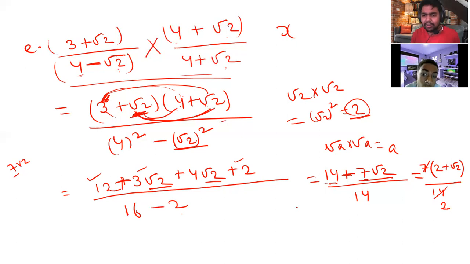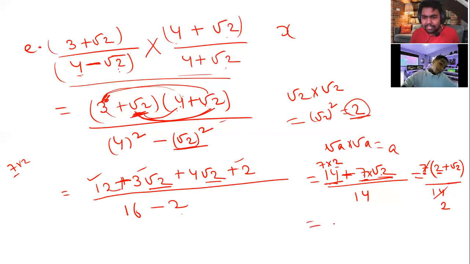So how did you bring the 2 plus root 2? Here it was 7 times 2, I brought 7 outside. So what is left here? 2. And here it was 7 times root 2, I brought 7 outside. What is left here? Root 2 is left. Now are you understanding?